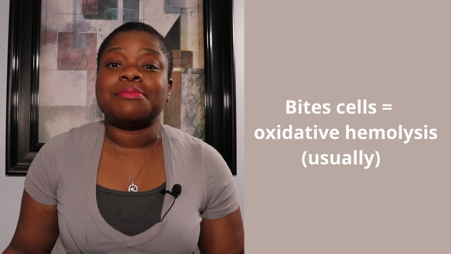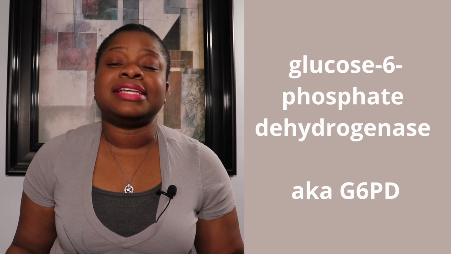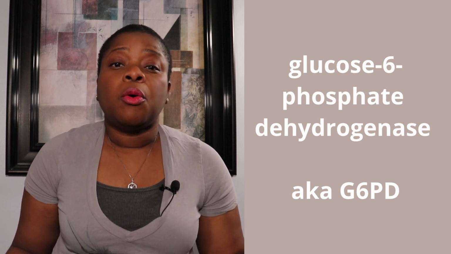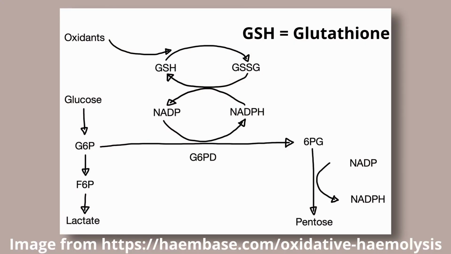What I'm looking for is a mention of a deficiency in the enzyme glucose-6-phosphate dehydrogenase, usually called G6PD, or the use of certain medications. So G6PD is needed to maintain adequate levels of glutathione, an essential buffer for reducing cellular oxidants. In G6PD deficiency, this pathway is impaired and cellular oxidants accumulate, which leads to red cell injury.